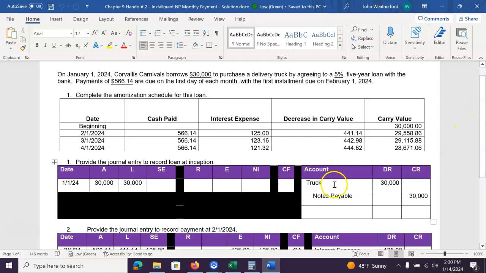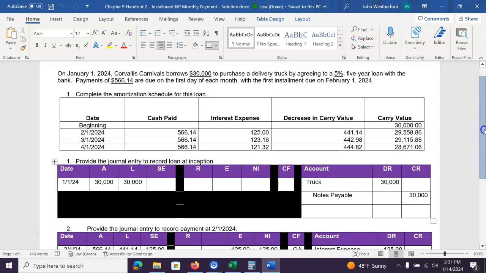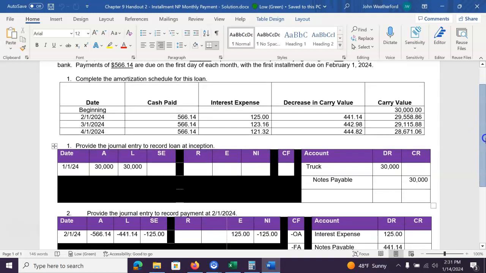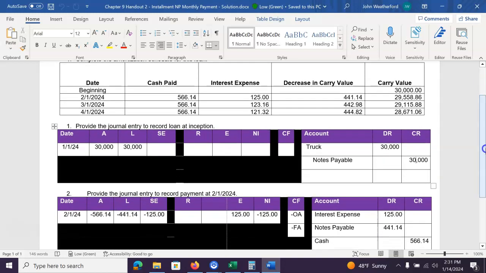Of course, we would debit the asset account for the purchase and credit notes payable. Now here it looks like the dealer financed the situation for us, right? Our journal entry to record the payment on February 1st, 2024, we just debit interest expense for the $125, debit notes payable for the decrease in the carrying value, and credit cash for the amount of the payment.